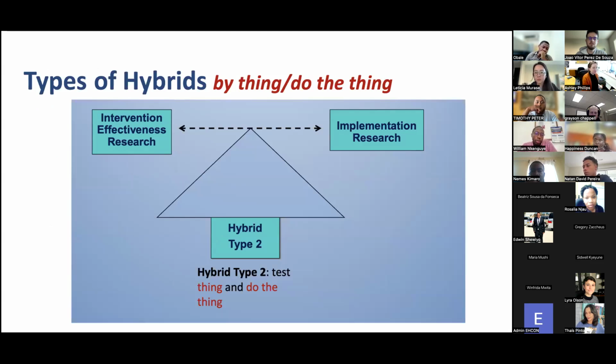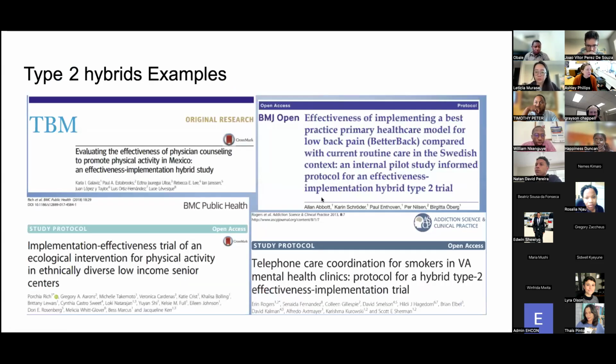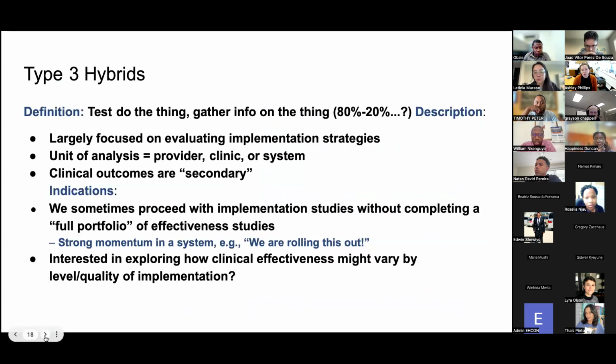And in type 2 designs, you are trying to test the thing and to do the thing. So you are testing your intervention in a context, and you're trying to find the best implementation strategy that you can use in order for the intervention to be really taken up in that specific context. So these are examples of type 2 hybrid designs that, if you're interested, you can go and look into. But the last type of effectiveness implementation design is the type 3 hybrids.